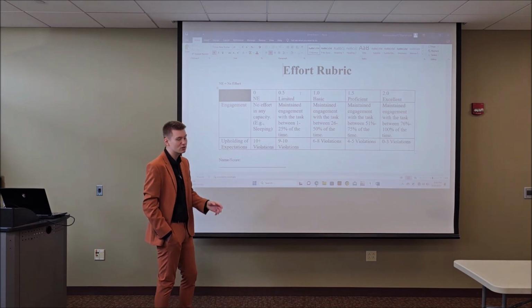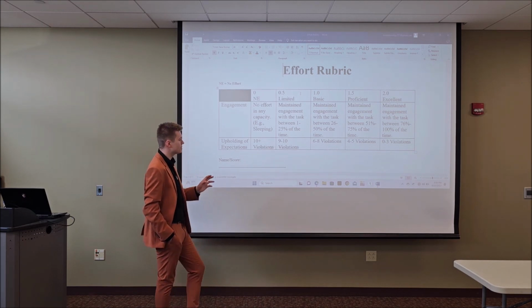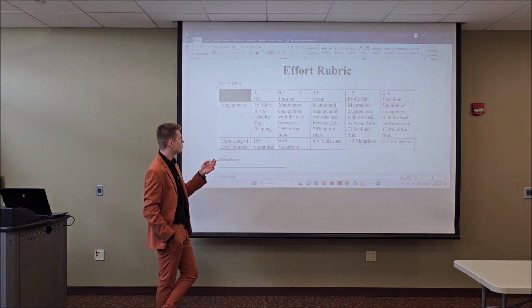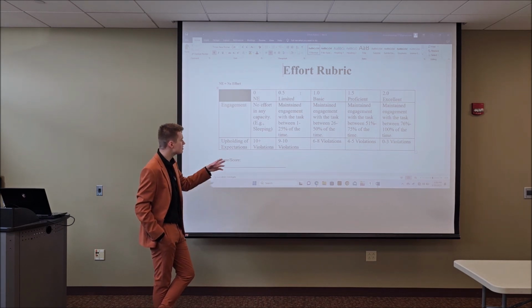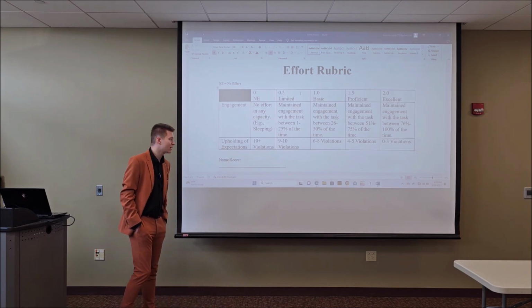And these things are subjective, you could totally alter them, right? Be like, all right, excellent is 0 to 1 violations. Proficient, 2 to 3 violations. Basic, 4 to 7 violations, right? And so you just keep going down the list here, but again, it's subjective based on what you want to see as a teacher, right?